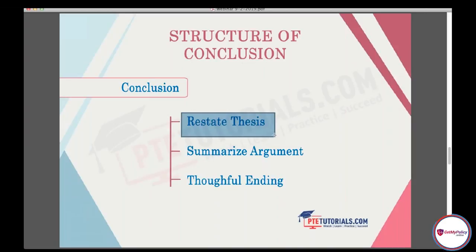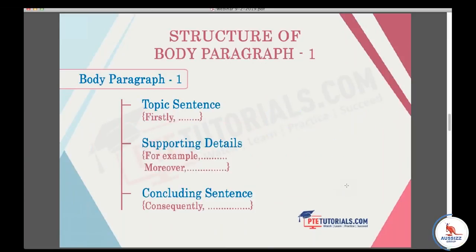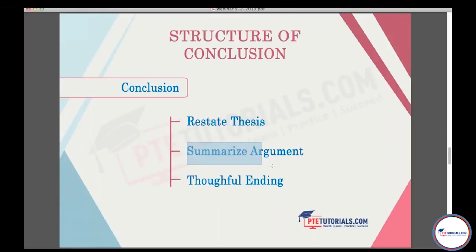That is, what is the thesis? We have given something about this opinion here. I give my opinion again here, okay? Then I summarize the argument. If I'm talking about a positive thing, I summarize my overall body paragraphs here in a single sentence. And if I'm talking about both advantages and disadvantages, I just summarize both in only a single sentence. And the problems and solutions also will be summarized in a single sentence, and give a thoughtful ending.